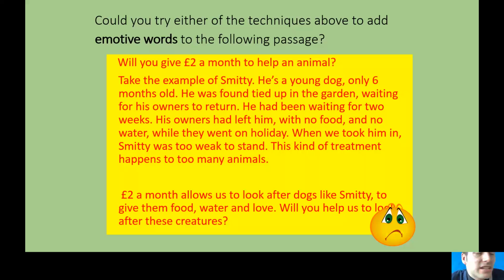Could you have changed the noun? Rather than be a young dog, could he be a puppy? So think of some words, just write them down. You don't need to rewrite this section. Maybe just write down some words you think could have really pulled at the heartstrings, made somebody feel more inclined to give that money.